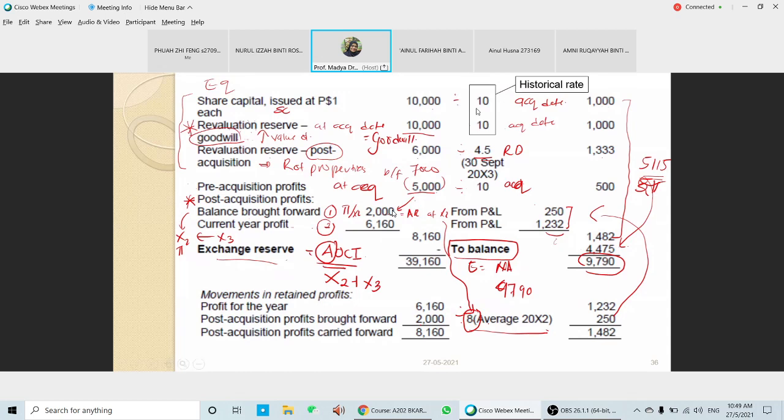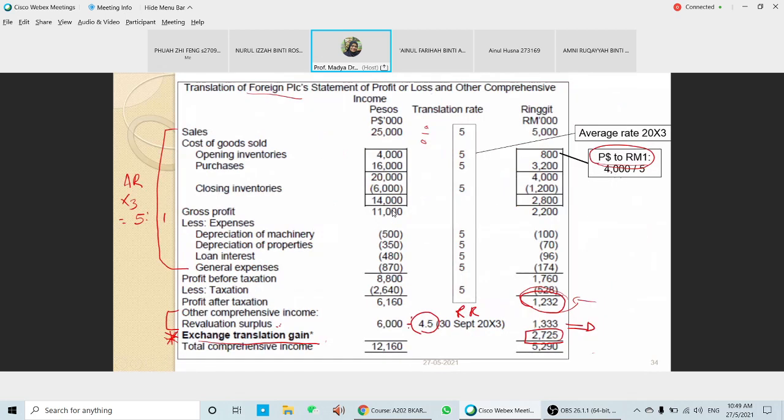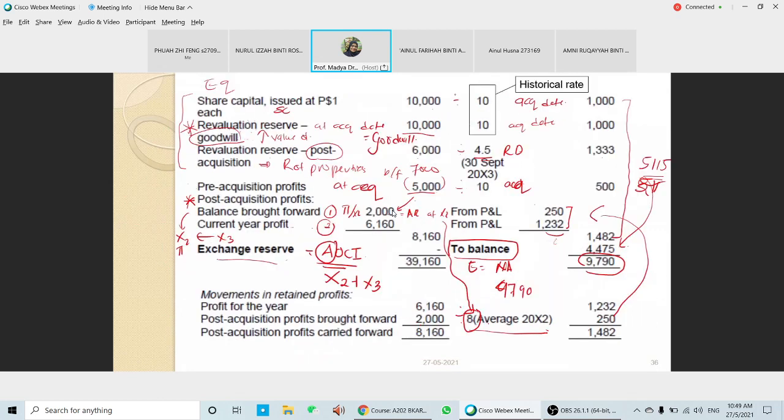Now we need to write your income statement here. The income statement that we have here is for the year X3. This 4475 is a combination of X2 and X3. So we need to know how much exchange difference is for X2 and how much is for X3, because this one is already a combination.